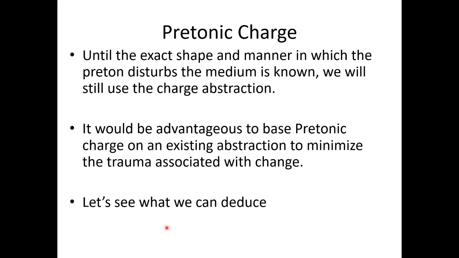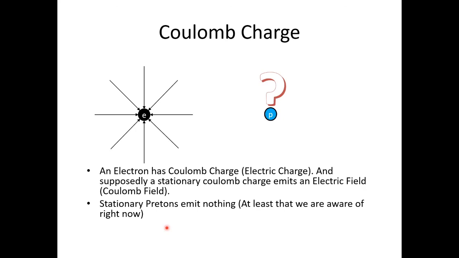Okay, so let's see what we can deduce here. An electron has Coulomb charge, also known as electric charge, and supposedly a stationary Coulomb charge emits an electric field, also known as a Coulomb field. Coulomb and electric are kind of interchangeable here. The words mean the same thing in classical physics. But the problem with the Coulomb charge and the Coulomb field is that the stationary preton emits nothing. So there is no nexus here, no way we can correlate these two together.